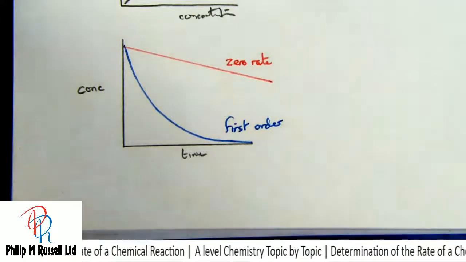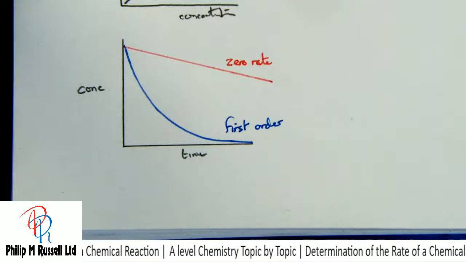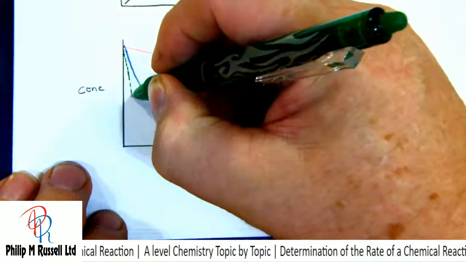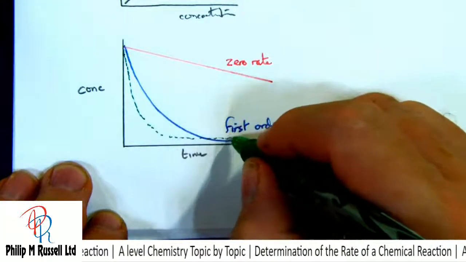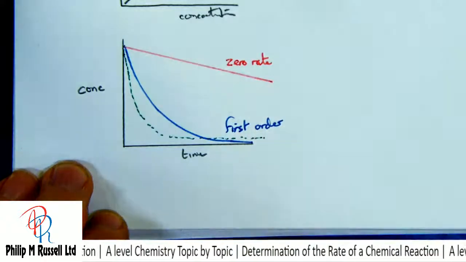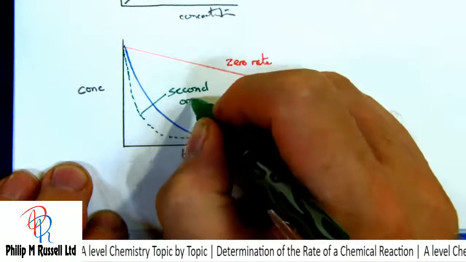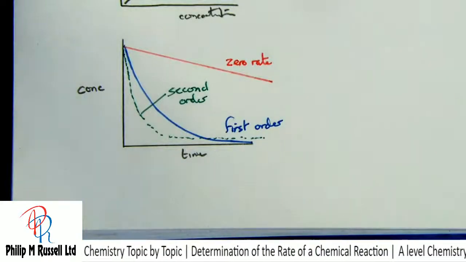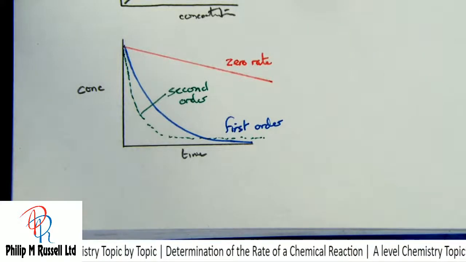The second order reaction, if I got one of those, basically the downward curve should be steeper but tailing off more slowly. So for my second order reaction, it's probably going to look more like this. Not too easy to tell those apart, but there are ways that we can do this, and we'll have a look at some of those now.